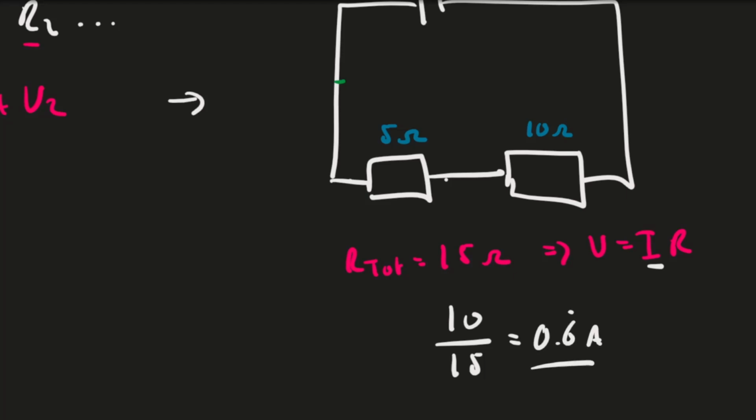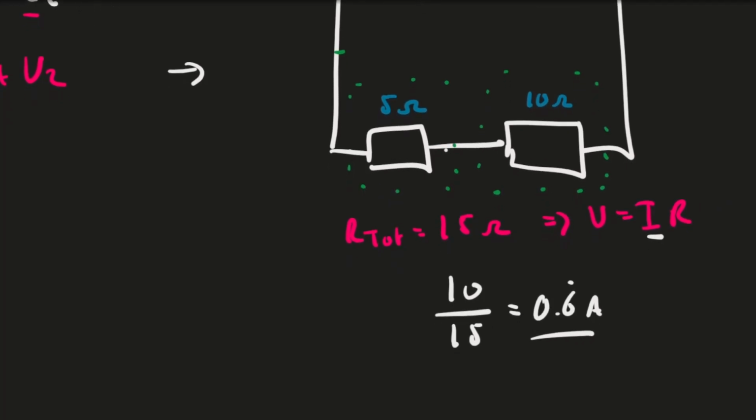And then you can see that if you were to do Ohm's law in each of these individual components, so now we're looking individually, not at the whole circuit, then you can work out what the voltage or the potential difference would be across each component.